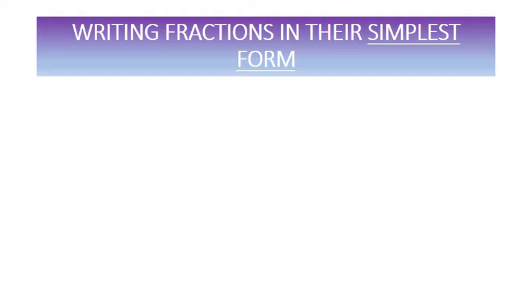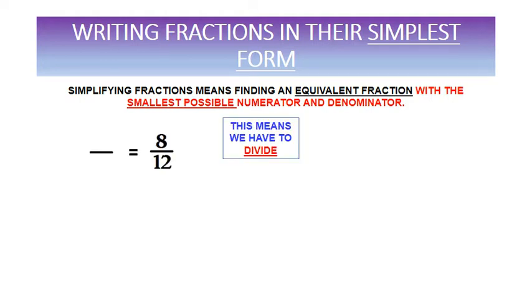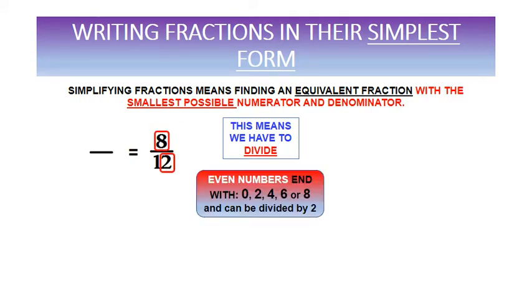Another thing that you might be asked to do is to write fractions in their simplest form, and this involves equivalent fractions too, because simplifying fractions means finding an equivalent fraction but with the smallest possible numerator and denominator, and that of course means that we have to divide. So if we look at the first example, we've got 8/12. So the first thing I'm going to do is look at those numbers, and I notice that they're both even numbers, because even numbers always end with a 0, 2, 4, 6 or 8, and therefore they're multiples of 2 and can be divided by 2. So that's always a good thing to look out for first.